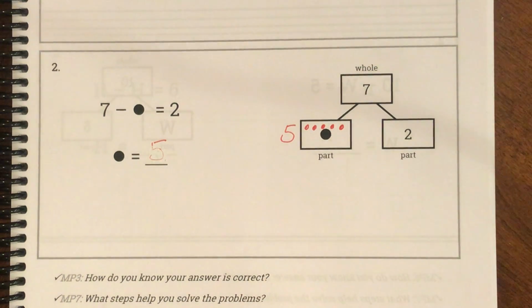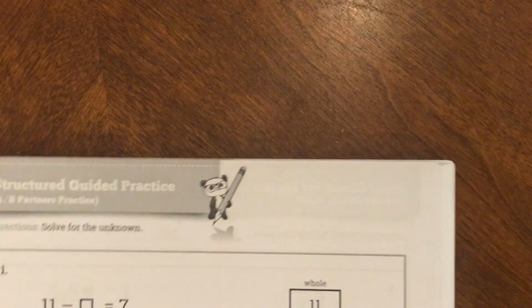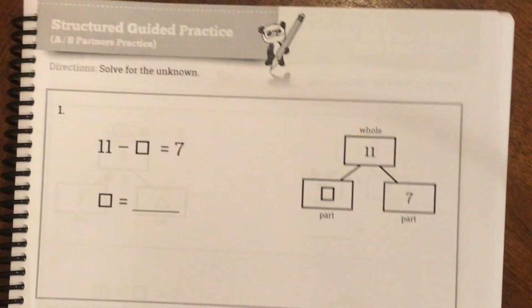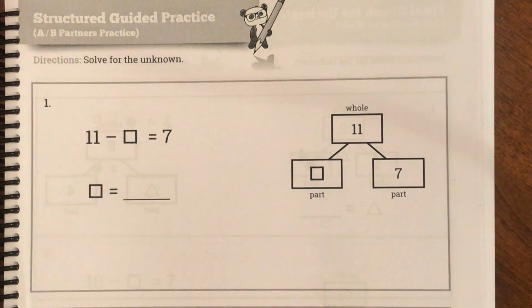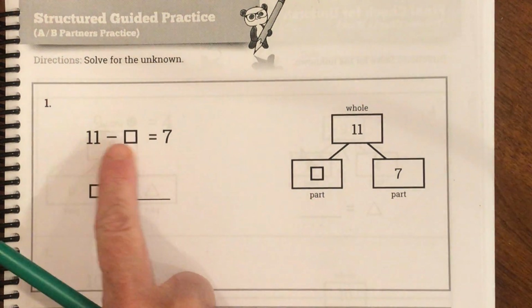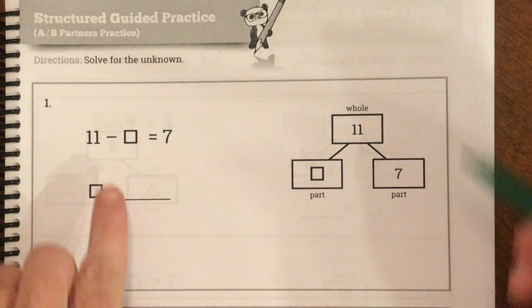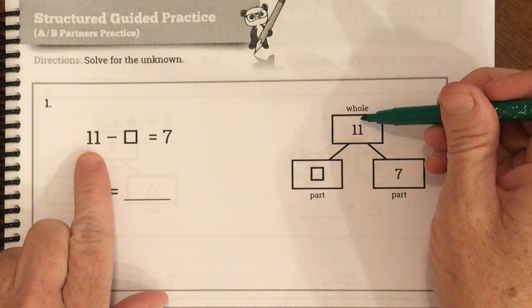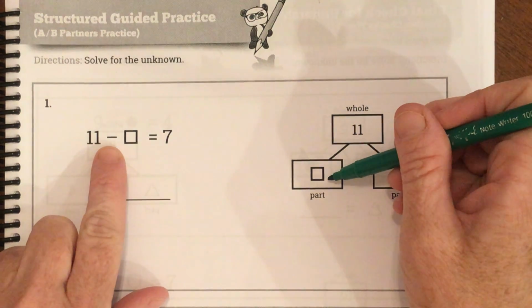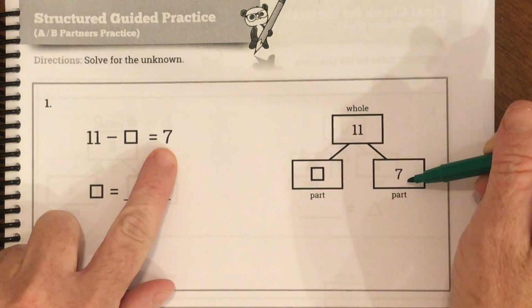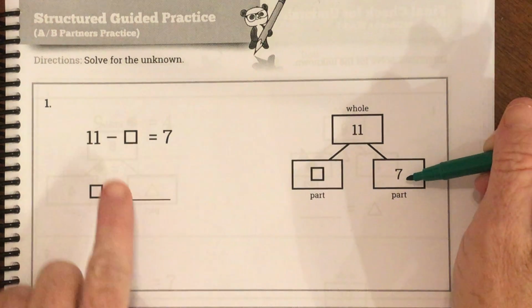Okay, boys and girls, let's do some of these together. We're on page 106, 106, and here's our first problem. Okay, our equation says 11 take away unknown equals 7. So if we look at our number bond, we have our whole is 11, and if we take away 1 part, we are left with the other part, okay?